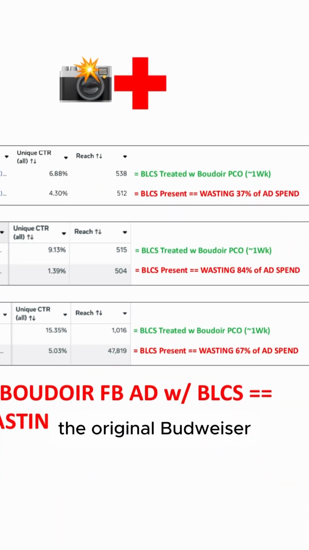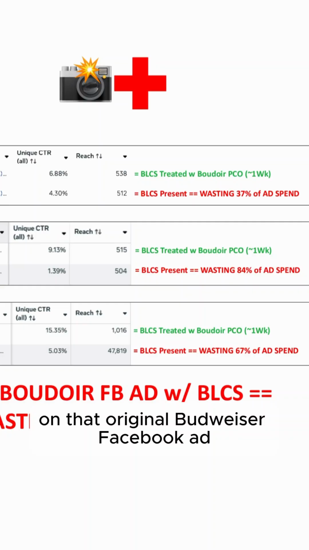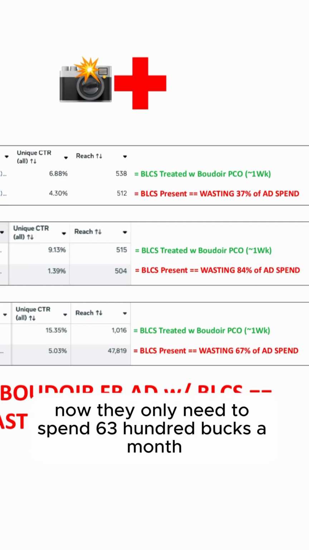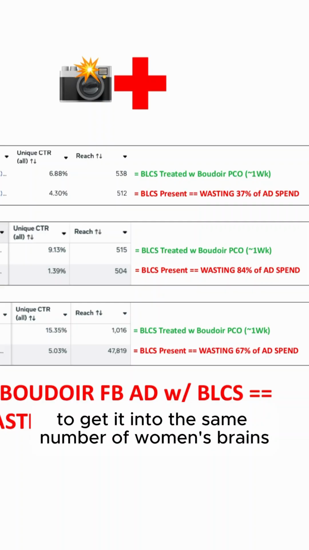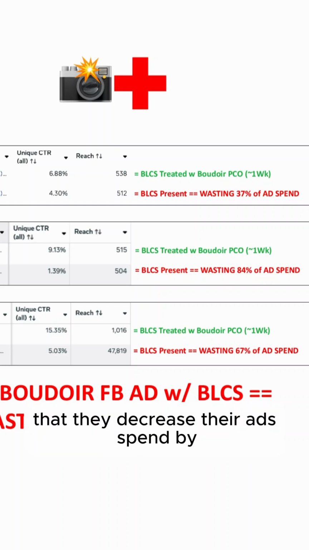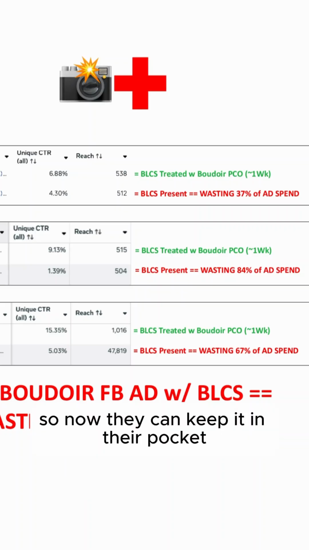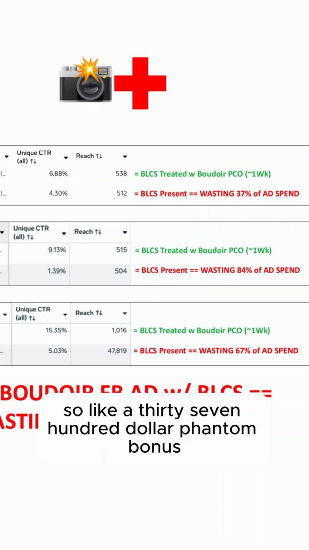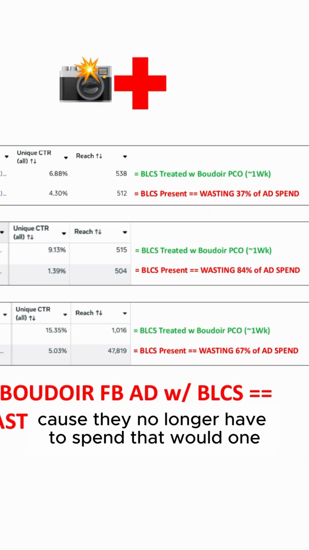So we found out the original Boudoir Facebook ad was actually wasting 37% of ad spend. So if they're spending 10 grand a month on that original Boudoir Facebook ad, now they only need to spend $6,300 a month on the Boudoir Pico treated ad to get it into the same number of women's brains. That's the magic of Boudoir Pico. So the $3,700 a month that they decrease their ad spend by, they no longer have to spend it. Before it was just being given to the Zuck with no benefit at all. So now they can keep it in their pocket. It's like a $3,700 phantom bonus every single month.